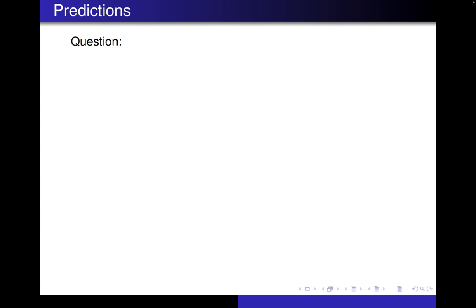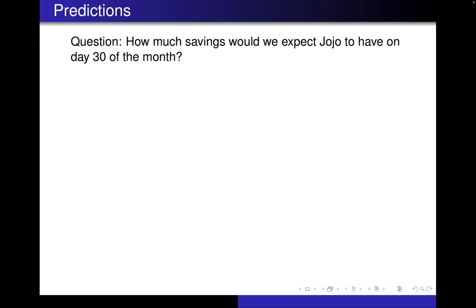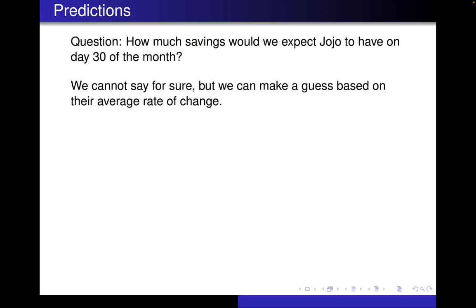So here's a question that we might want to ask. How much savings will we expect JoJo to have on day 30 of the month? And let's see how our rate of change is actually going to help us solve this problem. Well, again, we cannot say for sure what's going to happen in the future, but if we use what has happened between day 7 and day 19 to help us predict that, we can make a reasonable guess.